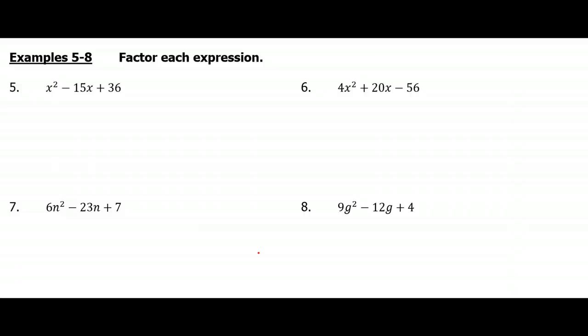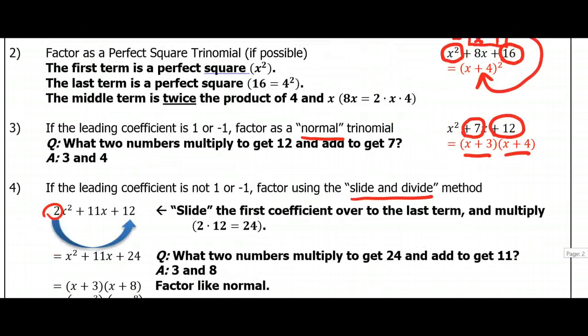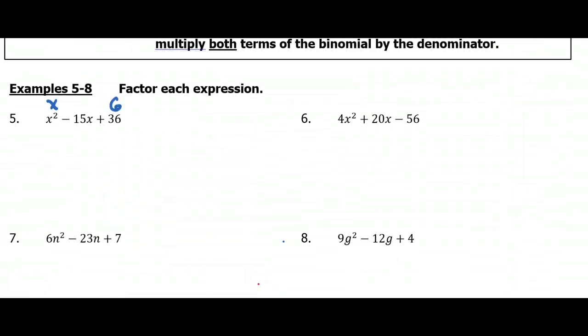Okay, so the first thing you might notice is that your first term, x squared, is a perfect square. So the square root of x squared is x. Your last term, 36, is a perfect square. The square root of 36 is 6. So you might double check this to see if you can factor it as a perfect square trinomial, like method 2 up here. But when you check that middle term, your middle term has to be twice the product of this number 6 times this number x. Well, if we take 6 times x, we get 6x. If we take that times 2, we get 12x. And our middle term is a 15x. So I can't factor this like a perfect square trinomial. I've got to factor this like method 3, just as a normal trinomial.